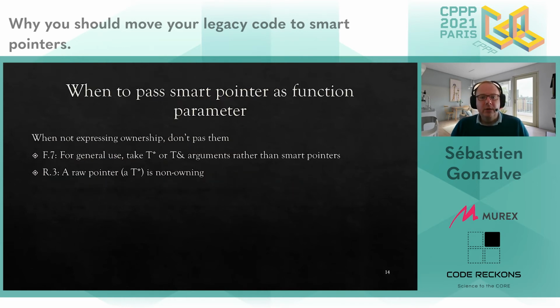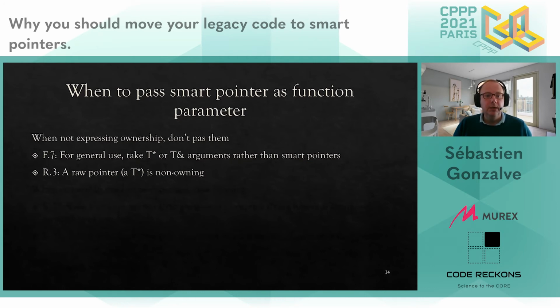Here is a quick summary of when to pass a smart pointer as a function parameter. It may be part of some kind of training. Here is just a summary. You may find all this in the C++ Core Guidelines. Here, I just want to insist on the fact that the main point is about ownership of this object and the way you use it.